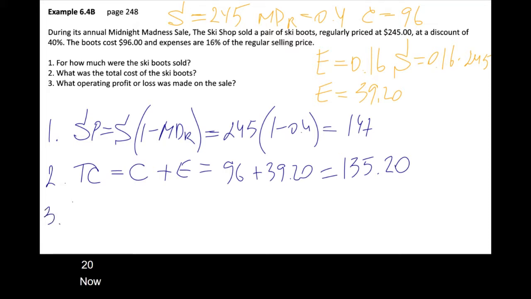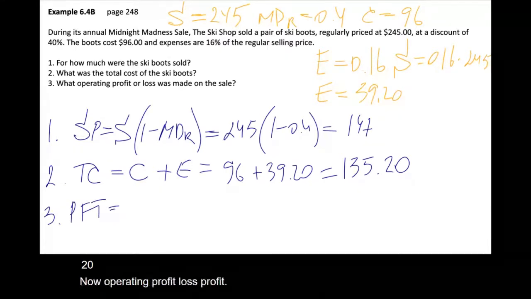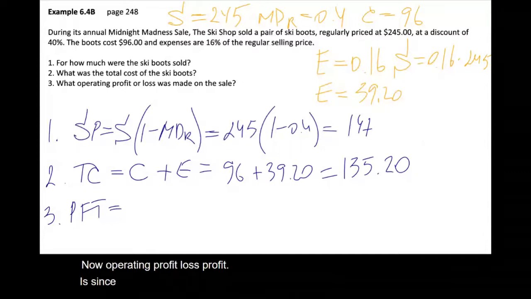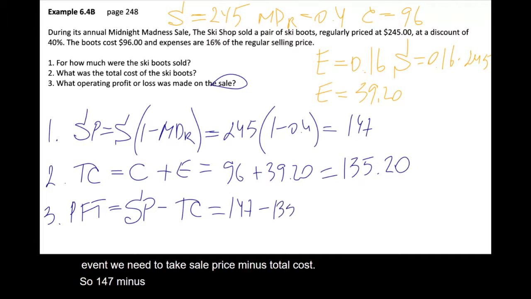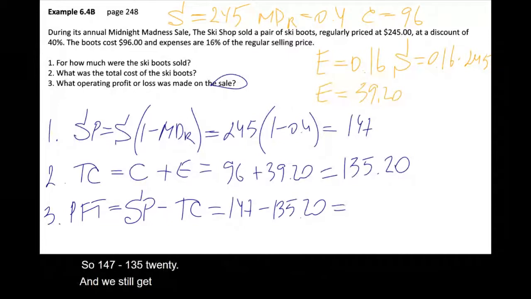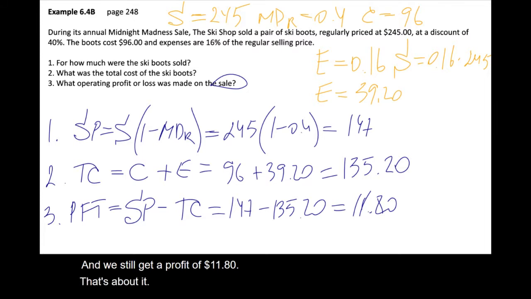Now operating profit or loss. Since we're talking about sale event, we need to take sale price minus total cost. So 147 minus 135.20, and we still get a profit of $11.80. That's about it. Any questions?